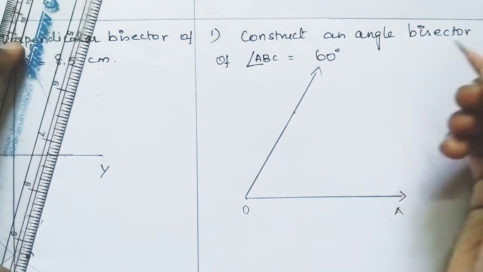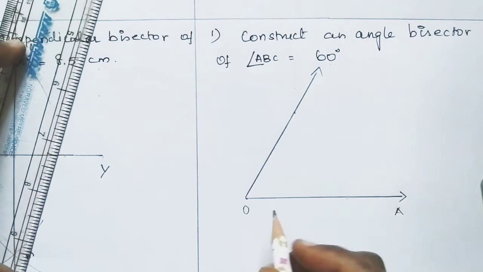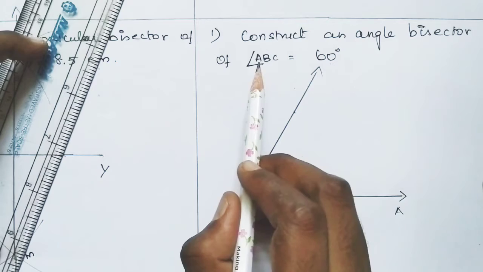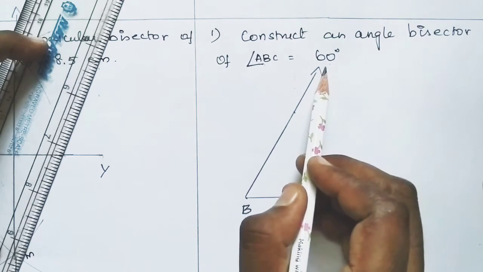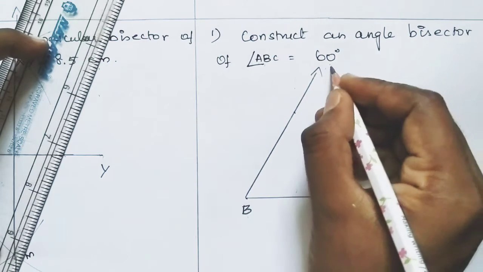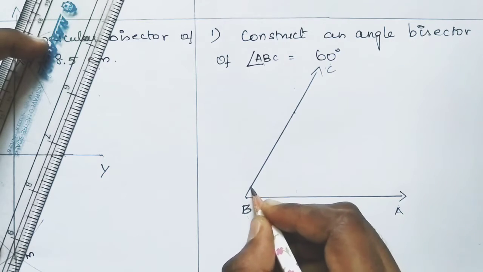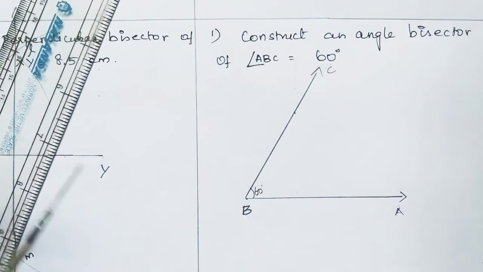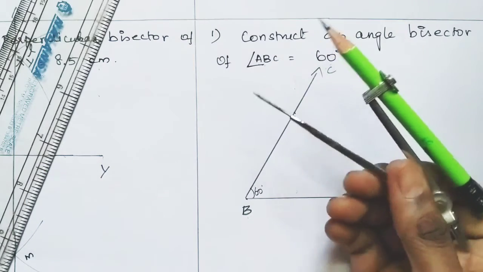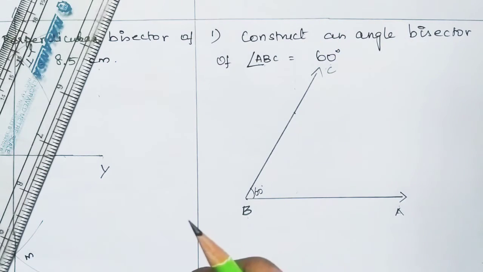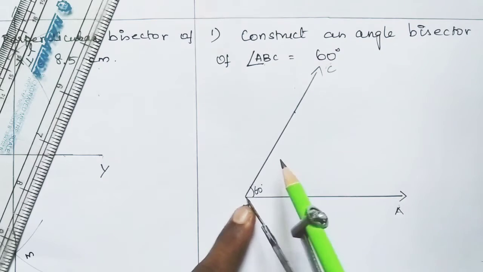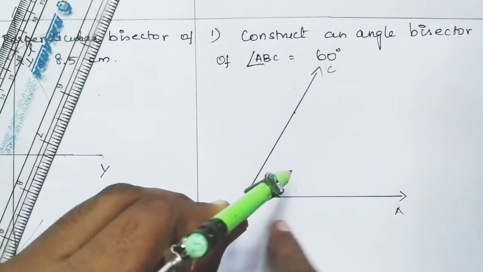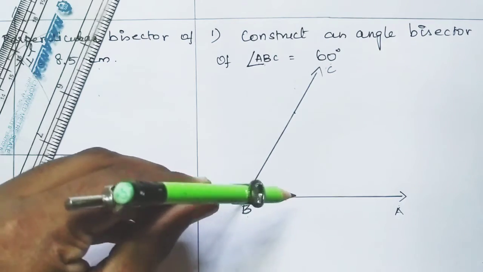Mark it as A here, and this is B, children, not O, because here they have mentioned angle ABC is equal to 60 degree. So A, B, C, and this is 60 degree. We constructed an angle. Now take your compass, draw an arc such that the arc should intersect rays AB and BC at two different points.